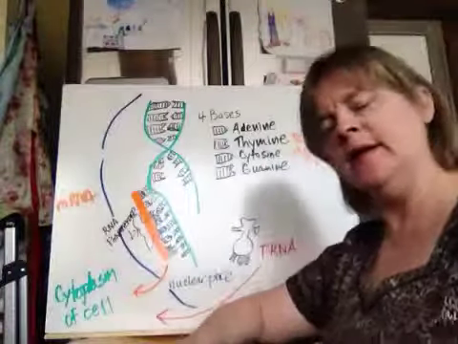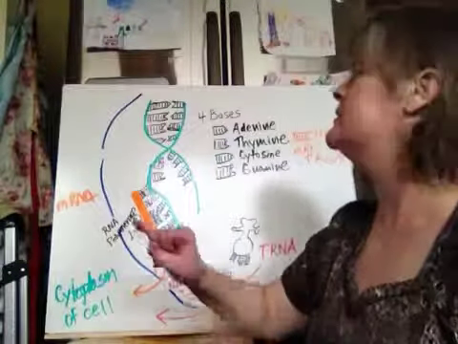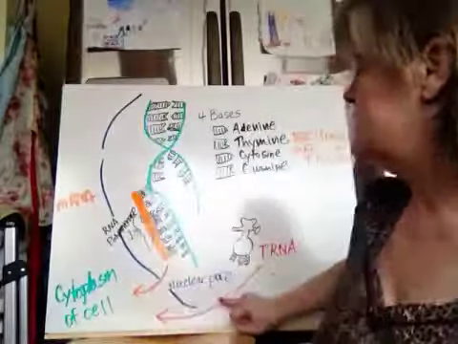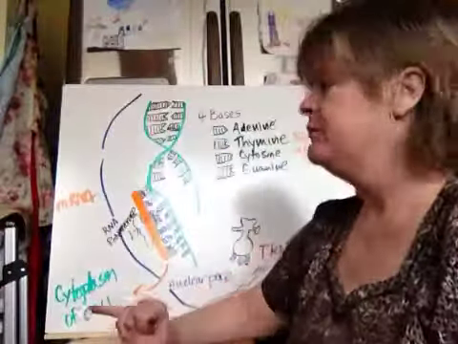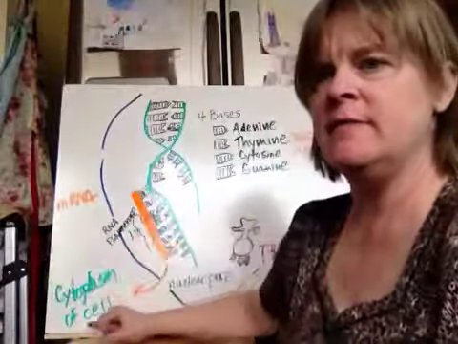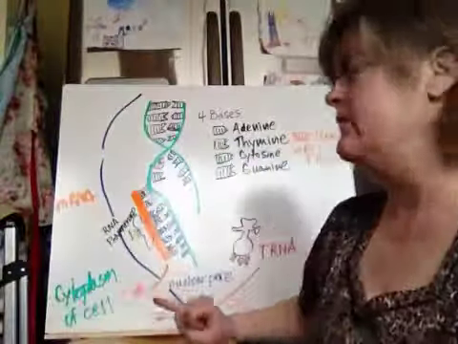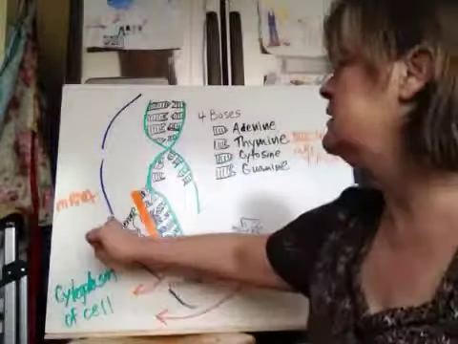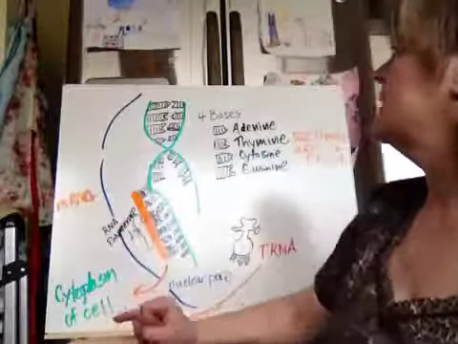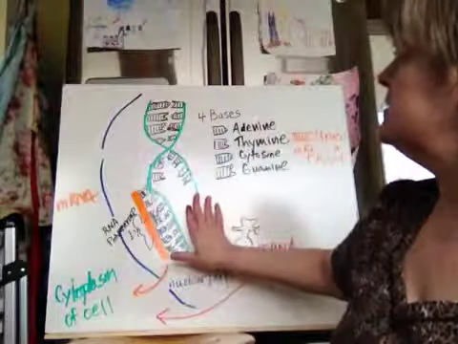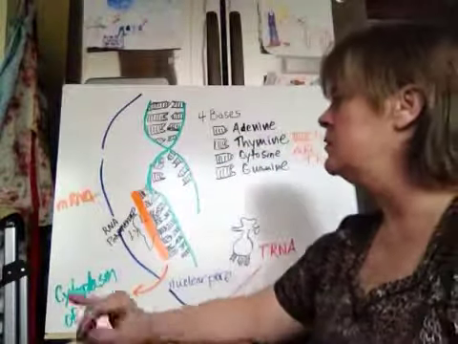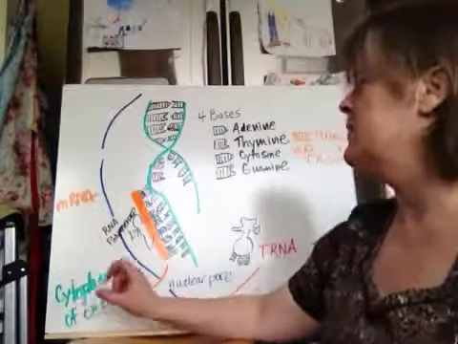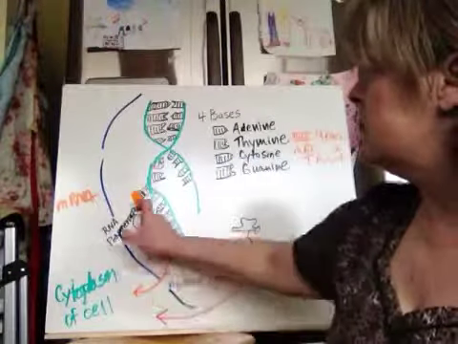Here is a drawing representing that process. This here is the nuclear envelope. This is the cytoplasm of the cell outside the nuclear envelope. Here we have nuclear pores. Okay, this is the double helix DNA, and with the help of RNA polymerase, messenger RNA is made.